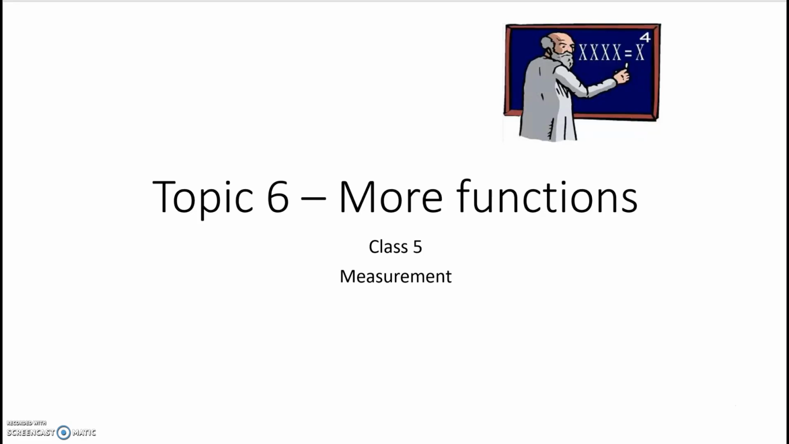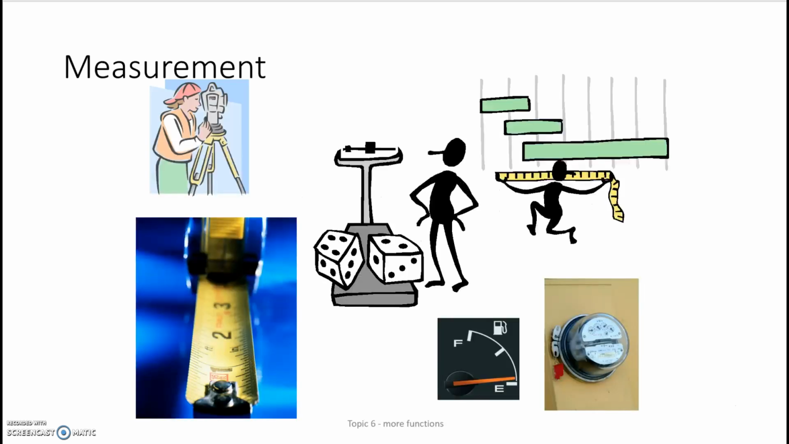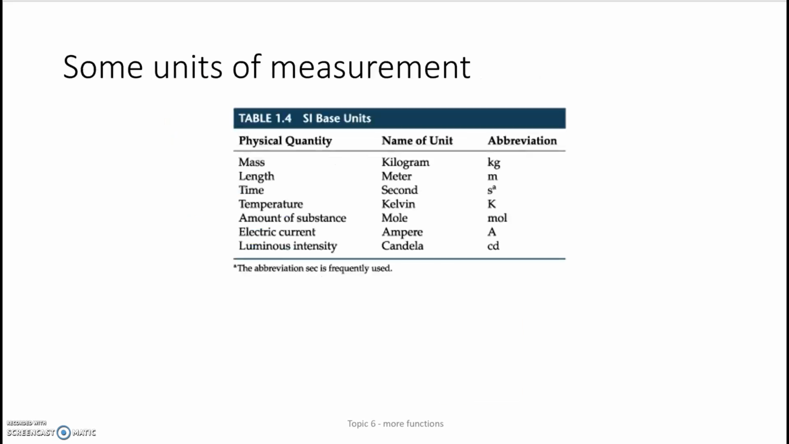Class 5. We are now just doing a very, very brief section on measurement. A lot of this you will have done in the physics paper or the science paper that you do as part of your certificate. You're going to need measurement everywhere, whether it's an engineer, a cook or anything. To standardise things, we use measurements in the SI system, the Système International system, and we look at mass, length, time, temperature, and so on.